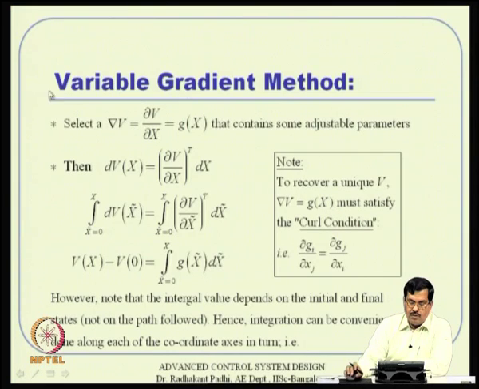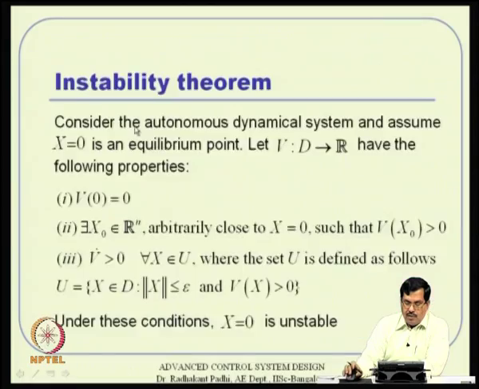The first method which comes to the picture is the variable gradient method. This variable gradient method tells us, let us not worry about selecting a V, but let us select a del V instead. That means, we will select some sort of a gradient of V. Let us talk about that, because remember V dot is del V by del x transpose into f of x. So, instead of selecting a V and then working out this del V by del x, because del V by del x is something that will come into the picture, right.